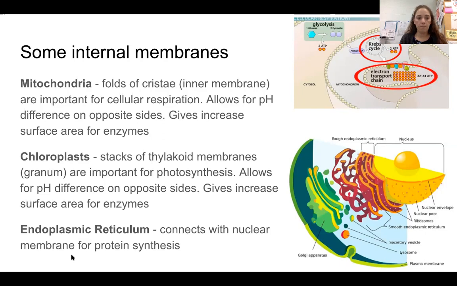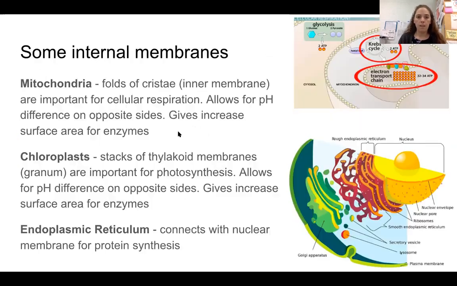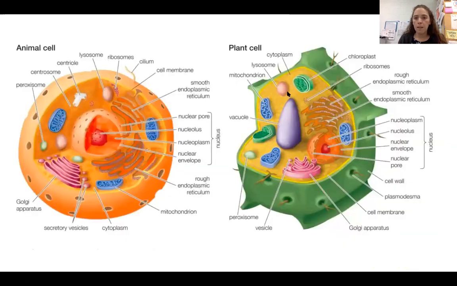We go back here for a minute. In our cell, we can see here the mitochondria, lots of different little wiggles and squiggles. That's all the folded inner membrane, increasing the surface area. Chloroplasts also have a folded membrane inside. It's harder to see here in this picture. It tends to look like little green pancakes in a diagram.